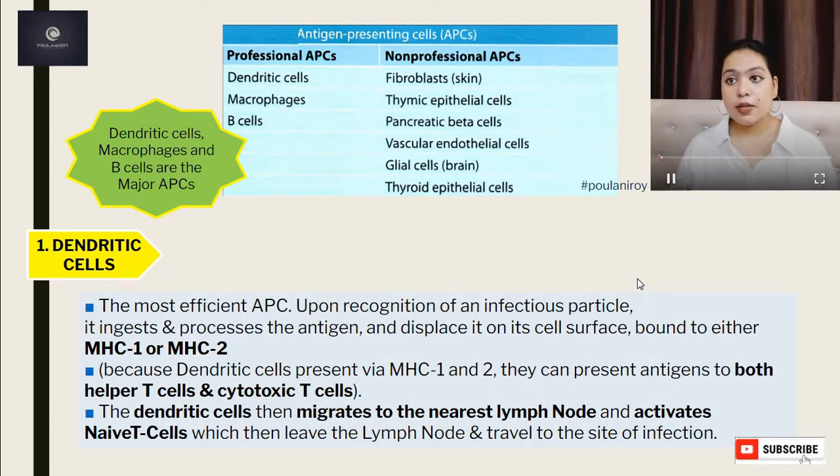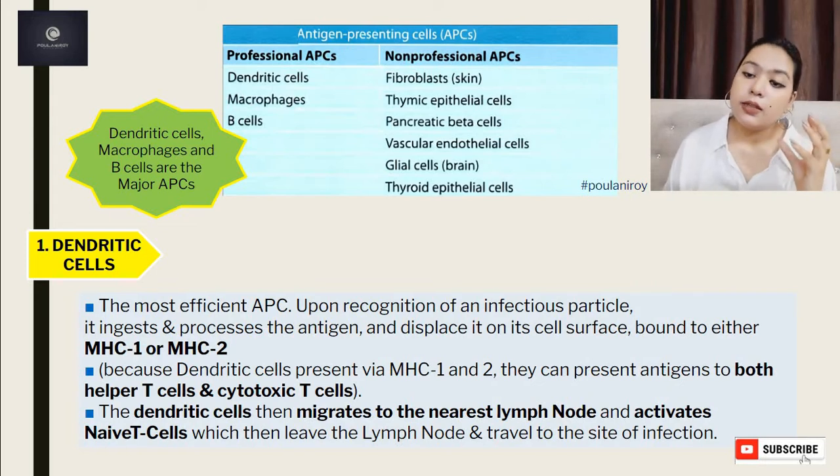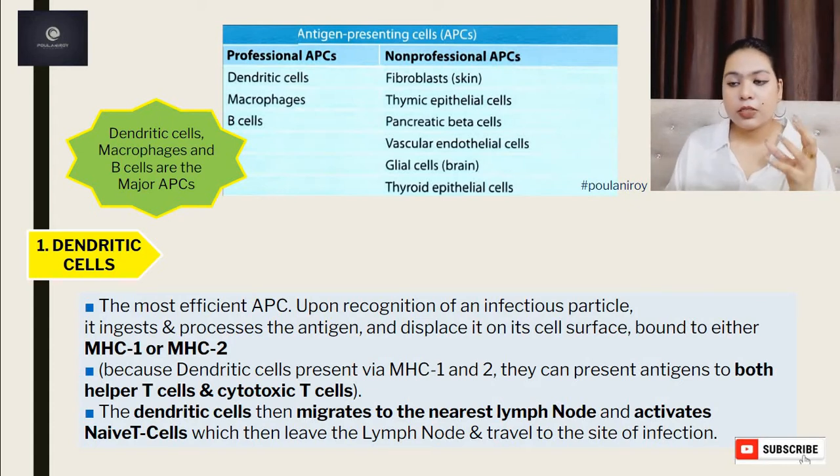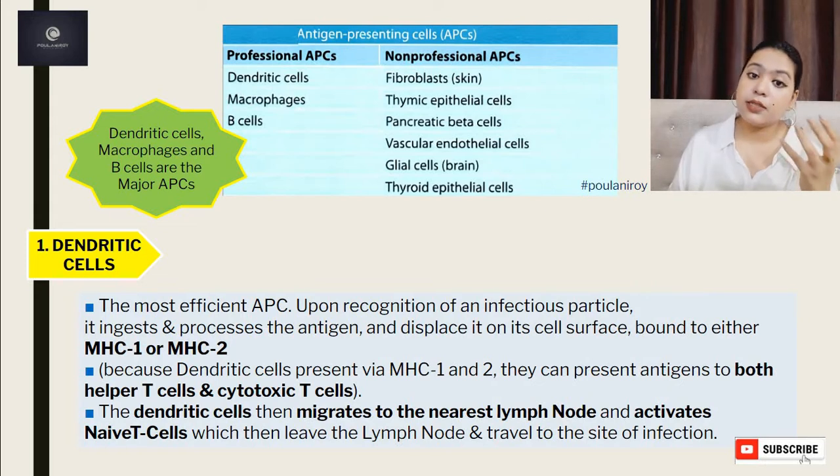Now see guys, we will understand about the dendritic cells at first. Then I will discuss their table also. First thing is that the dendritic cells are your professional APCs, or you can say the major APCs. The most efficient APC is your dendritic cell. Upon recognition of an infectious particle, it is going to that very place, ingesting and processing the antigen.